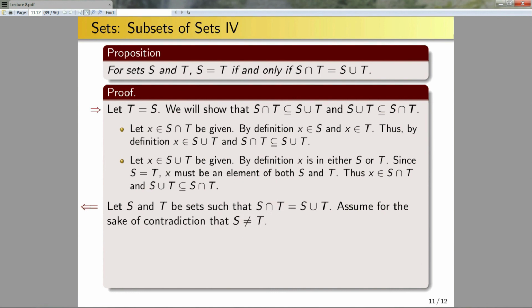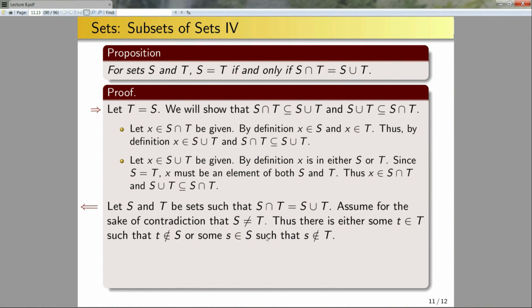So what does our assumption tell us? Well, thus, there either has to be some t in capital T such that t is not in S, or some s in the set S such that s is not in T. So technically we have two cases here, but since I can swap the order of S and T in my proposition, it doesn't matter which case I use. So this is a very good spot to use without loss of generality. So without loss of generality, assume that there is some t in T such that t is not in S.